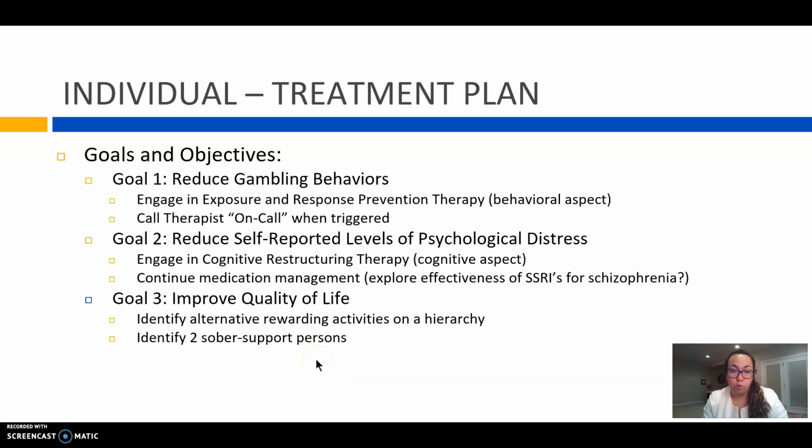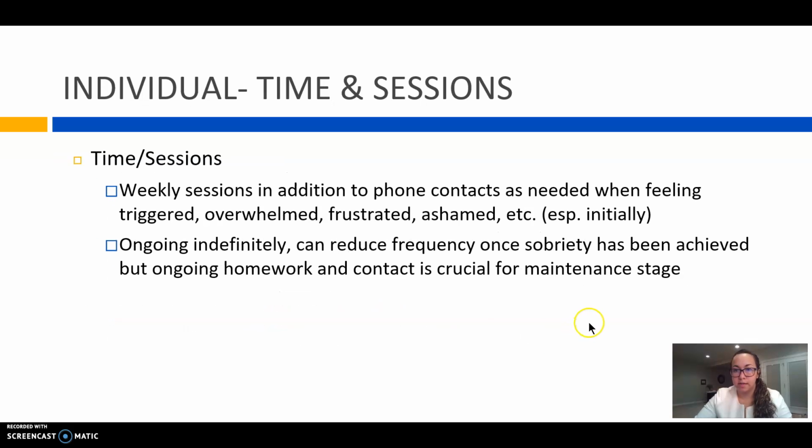And improve quality of life. So this is where GA can come in. This can help the person identify sober supports, a sponsor, feel validated, feel heard, connect with people who have a similar struggle. And then to improve quality of life, identifying alternative rewards and teaching them different coping skills to feel good and to calm distress.